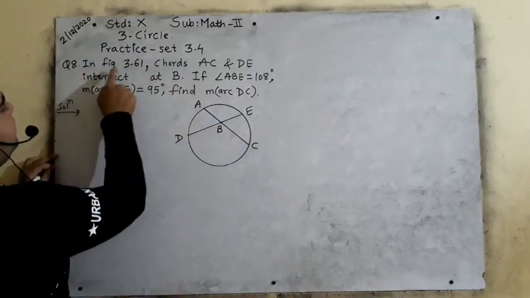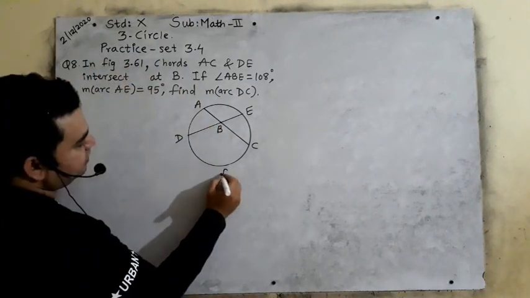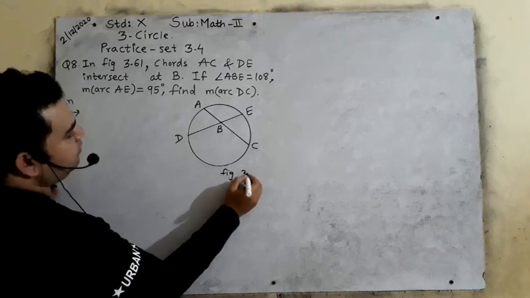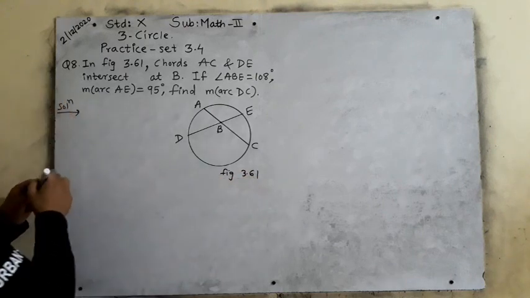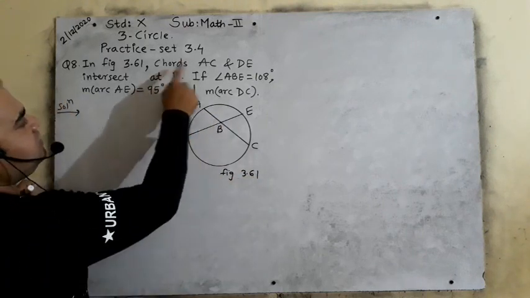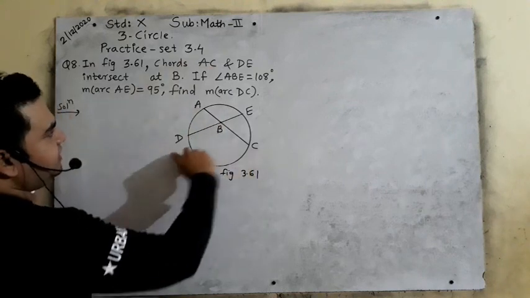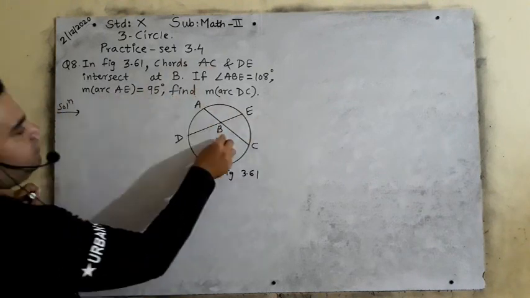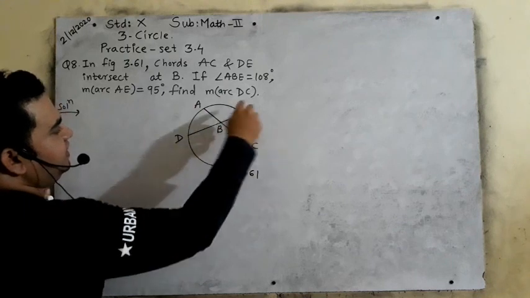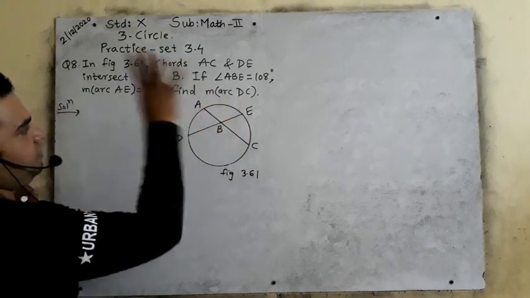See, in figure 3.61, we have to observe this figure. Chords AC and DE intersect at point B.